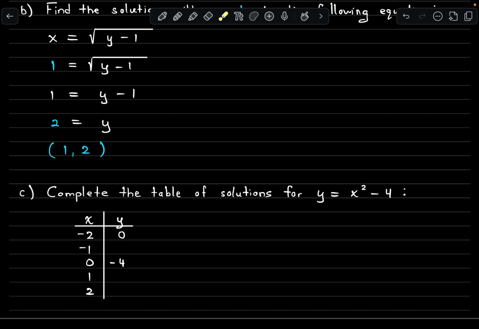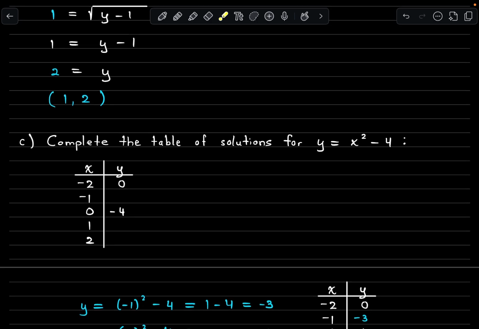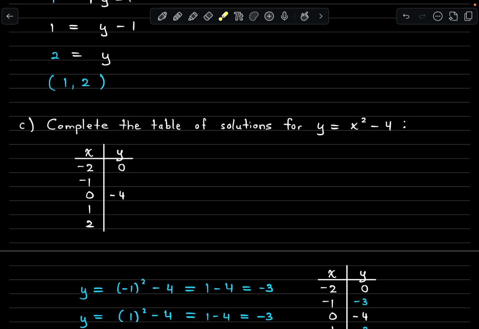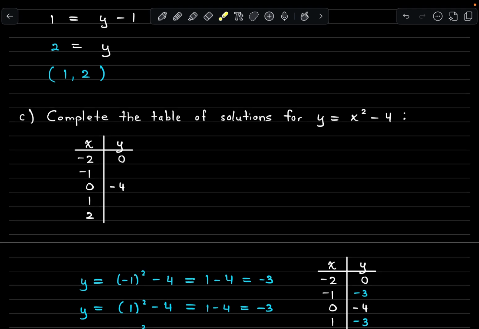So we're going to plug in, first of all, -1 for x. We'll have -1 squared minus 4, which will just be 1 minus 4, which comes out to -3. So that's our first solution: (-1, -3). For our second one, we're going to plug in +1 for x. 1 squared minus 4 is going to be the same exact thing. These both come out to +1, so 1 minus 4, which will also be -3. So the second solution that we found is (1, -3).